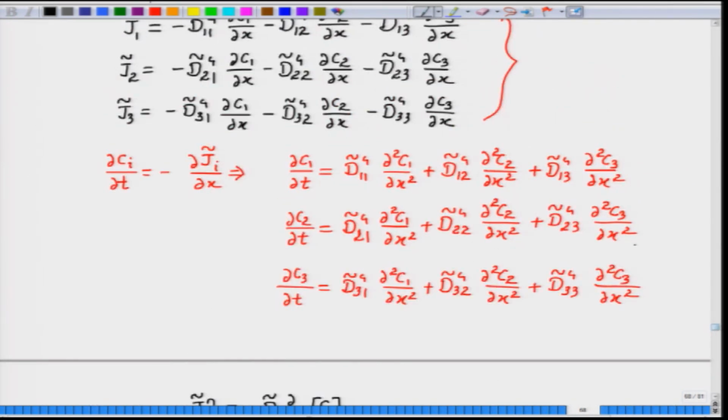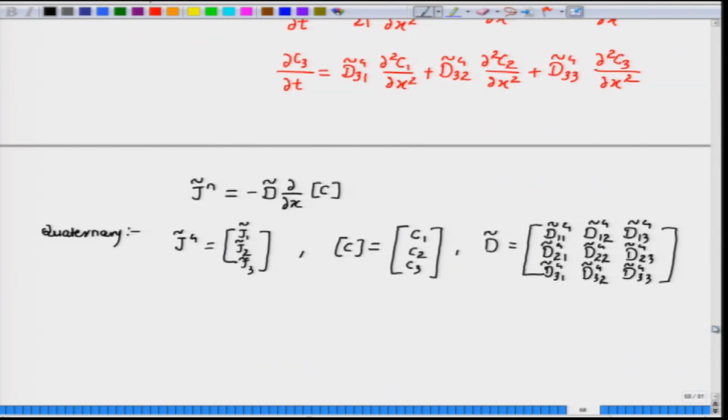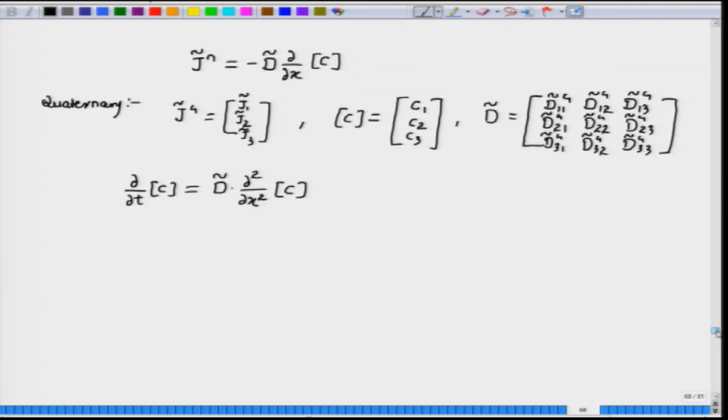We can also write this diffusion equation in the form of a matrix equation, right. So, if we write these 3 diffusion equations in the form of matrix, we can write ∂/∂t of C is equal to D tilde times the second partial of C with respect to x. Okay. So, how do we proceed now? This is a matrix equation.